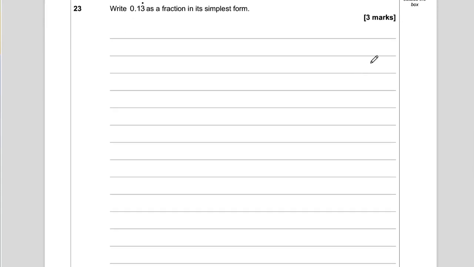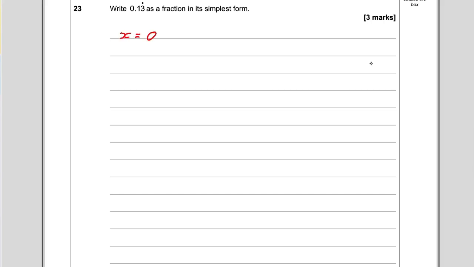Question 23. 0.13 recurring as a fraction in its simplest form. I love these. So we're going to start by calling the first value x, 0.13 recurring. Now, I know a lot of people do this differently. Because it's a 1 decimal recurring pattern, I will times this by 10 to give me 1.33 recurring. I will then take away this one from this one, so 9x is equal to 1.2. So x is going to be equal to 1.2 divided by 9.